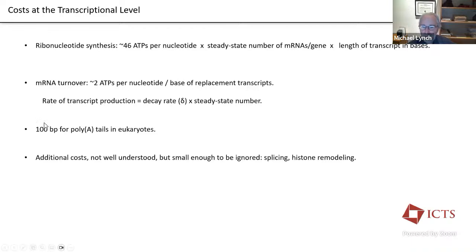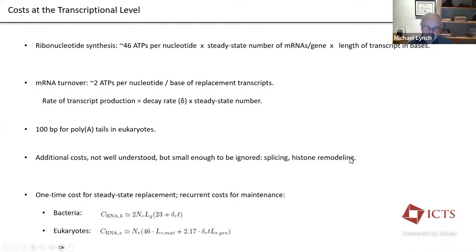And there's a bunch of other costs that can come in. But again, these tend to be secondary or even tertiary. There's the cost of splicing in eukaryotes. We have introns, and it costs energy to splice those out. There's the cost of histone remodeling and so on.